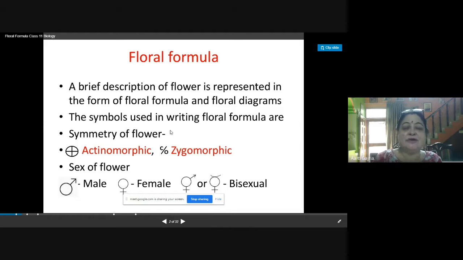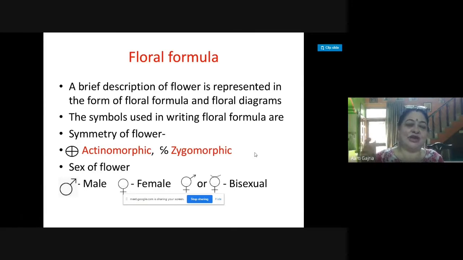First is the symmetry of the flower. How can we represent the symmetry of the flower? The symmetry of the flower can be actinomorphic or zygomorphic. For actinomorphic, the symbol is a circle with a plus in it. And zygomorphic is a complete circle with a percent sign, like we write percentage. So that is the zygomorphic.